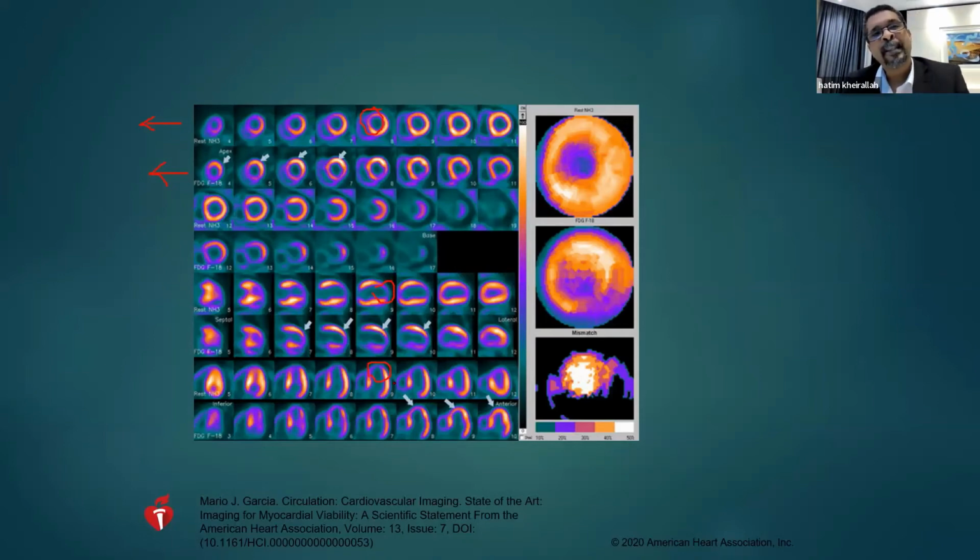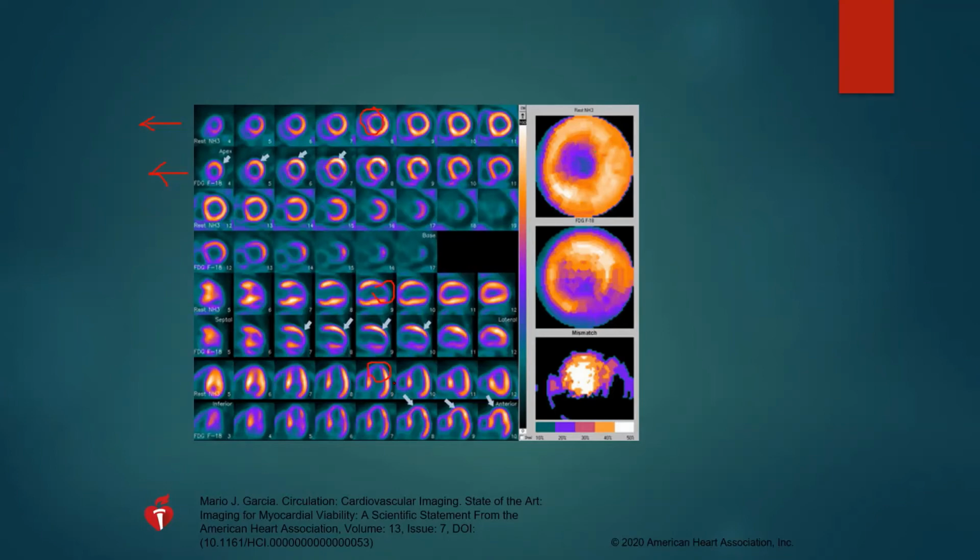If we demonstrate that this part, which looks dead, is metabolically active, it means it's not actually dead, it is hibernating. And this is what PET does. Now, there are three other ways of assessing viability in cardiology. We can also do SPECT, we can do MRI, and we can do echo, okay?